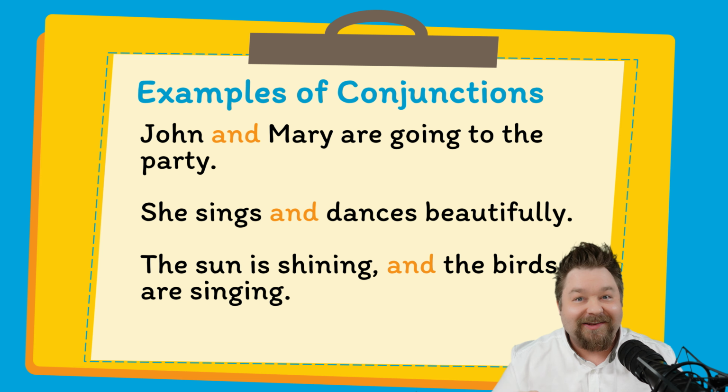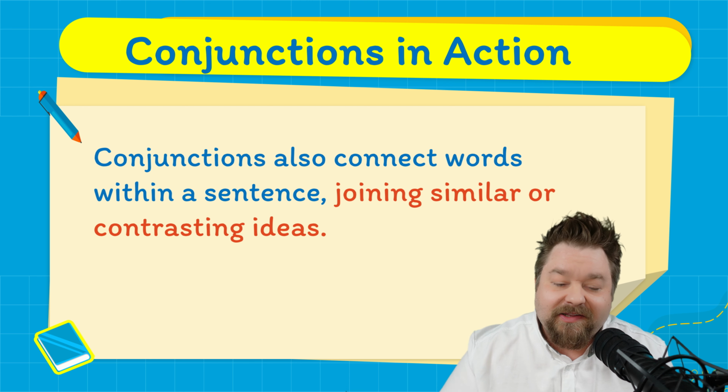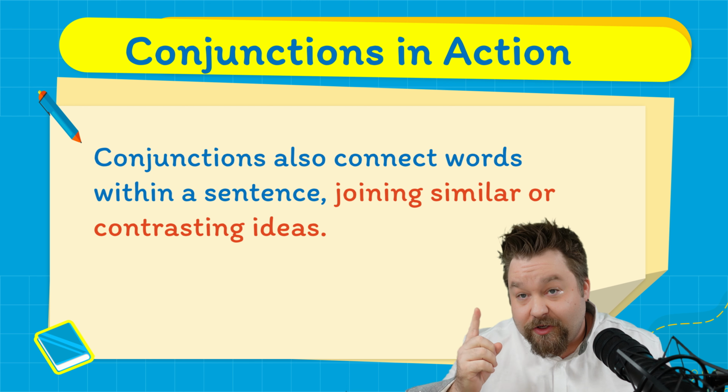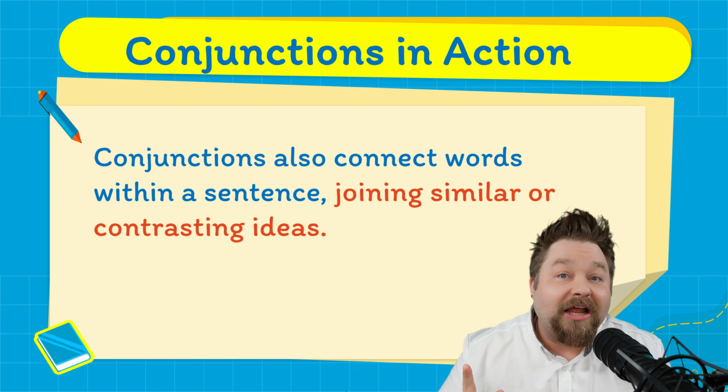Look at that. That's an easy way to join two things together. We have two subjects, we have two predicates, and then we have two separate sentences. Not so bad, right? Conjunctions are easy. Conjunctions also connect words within a sentence, joining similar or contrasting ideas. Ooh, this is where we get out of the and into something else, right? Contrasting ideas. What does that mean?